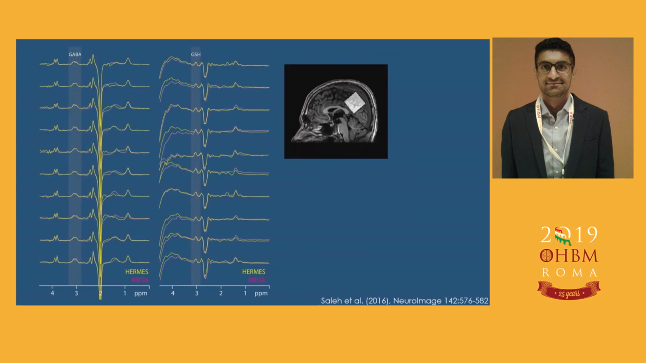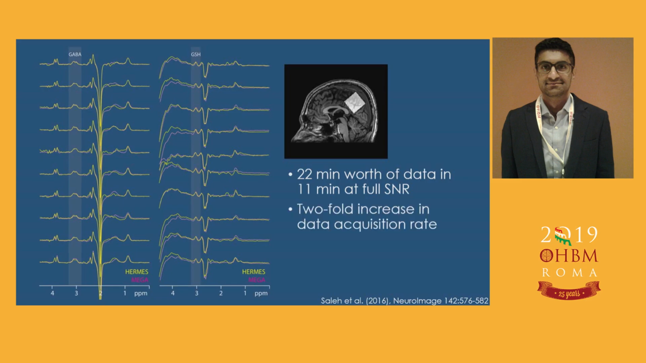So this was applied in 10 healthy volunteers, and now we have MEGA-edited spectra overlapped with HERMES edited spectra. MEGA-edited spectra is acquired in 20 minutes. However, HERMES is acquired in 11 minutes. And you can see in terms of signal pattern and line width, the two edited spectra agree with each other. And therefore, 22 minutes worth of MEGA-PRESS data can be acquired in 11 minutes without loss in spectral quality. And therefore, HERMES allows twofold increase in data acquisition rate at 3 Tesla.